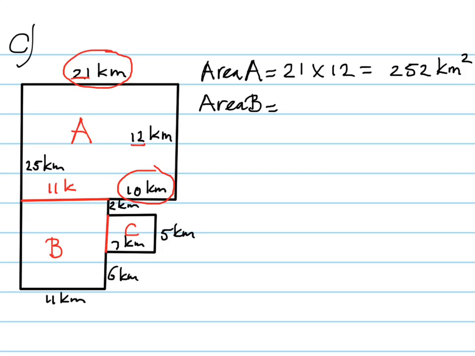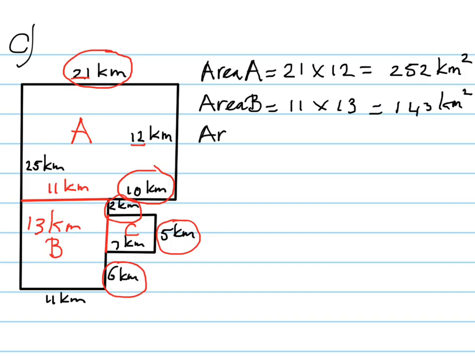Alright, so now we're going to find the other side, which is the left hand side of rectangle B. To find it, we just add the 2 kilometers, the 5 kilometers and the 6 kilometers together, and we end up with 13 kilometers, which is the length of rectangle B. Then we multiply them together. 11 kilometers times 13 kilometers is 143 square kilometers.